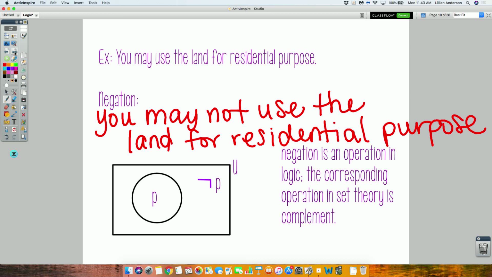But negation would be correspondent to the complement if we looked at set theory. And logic does go with the set and probability topic. So sometimes you'll have a set question. Within a set question, it'll be like a logic question as like a part C or something like that.